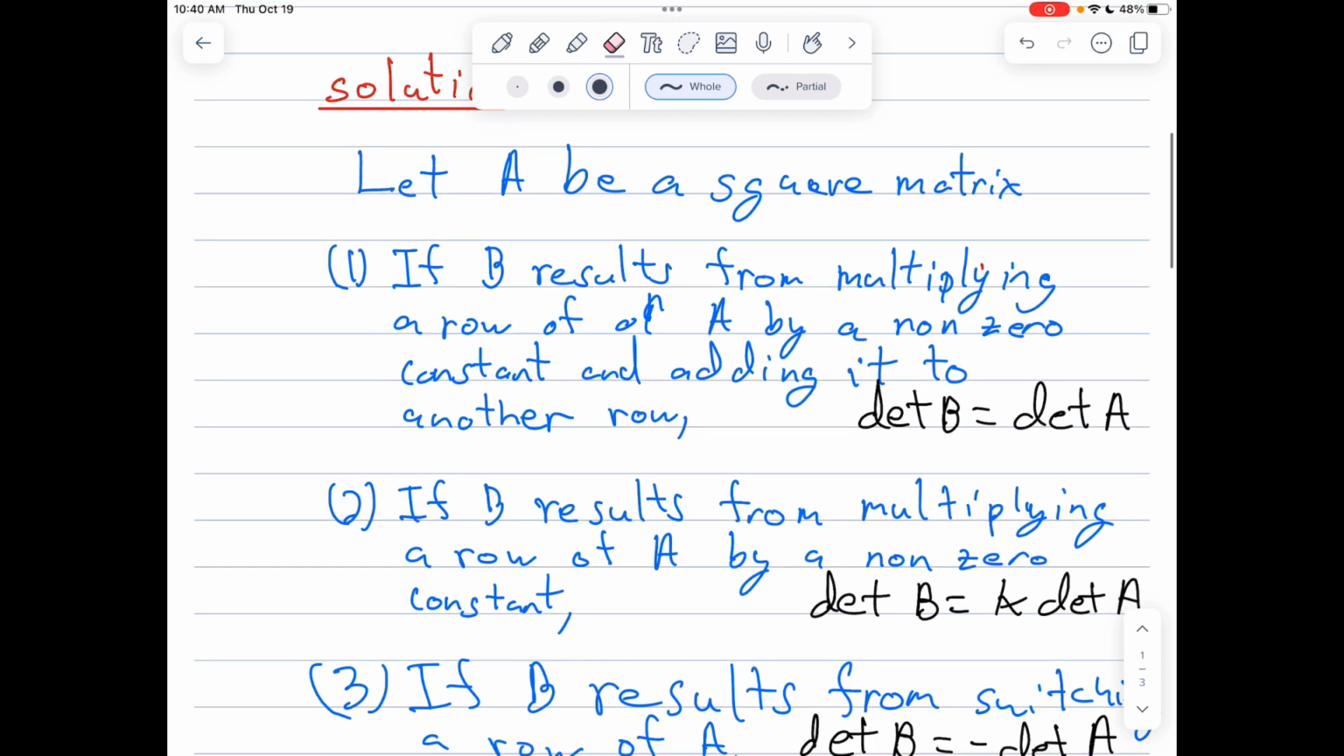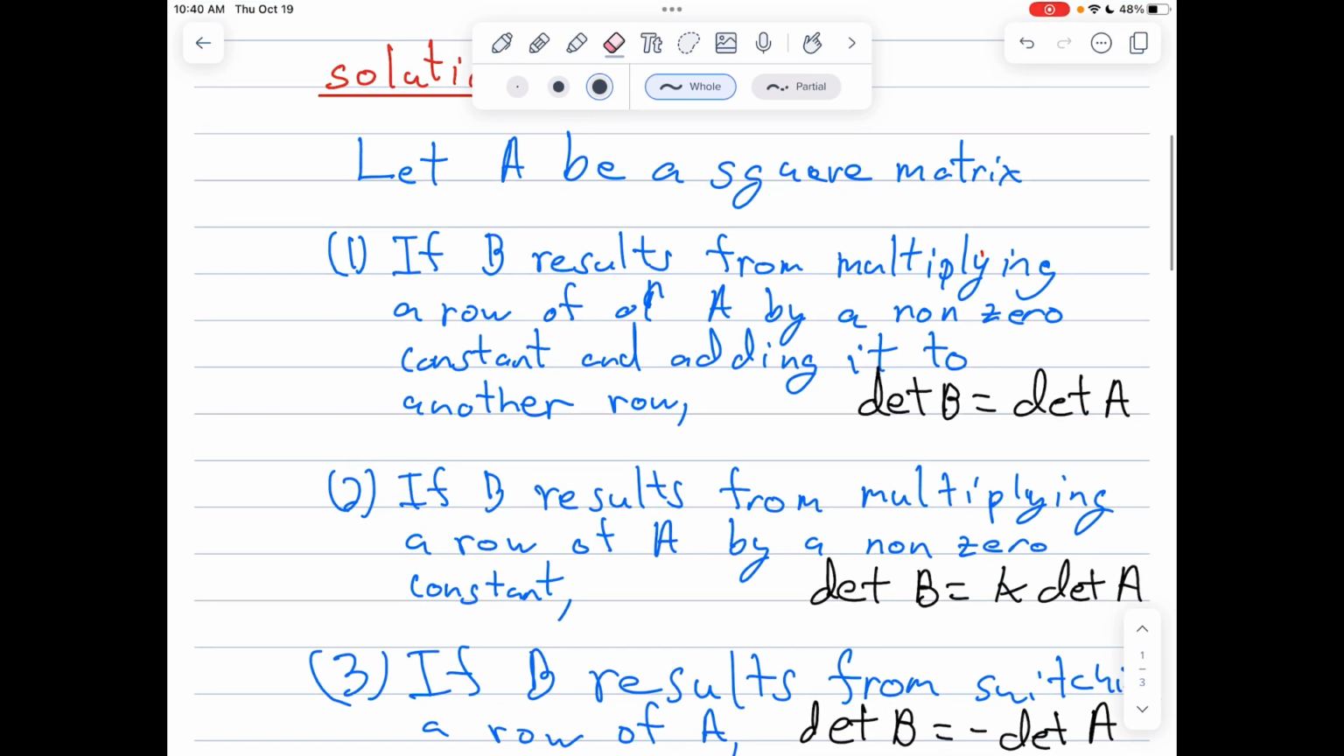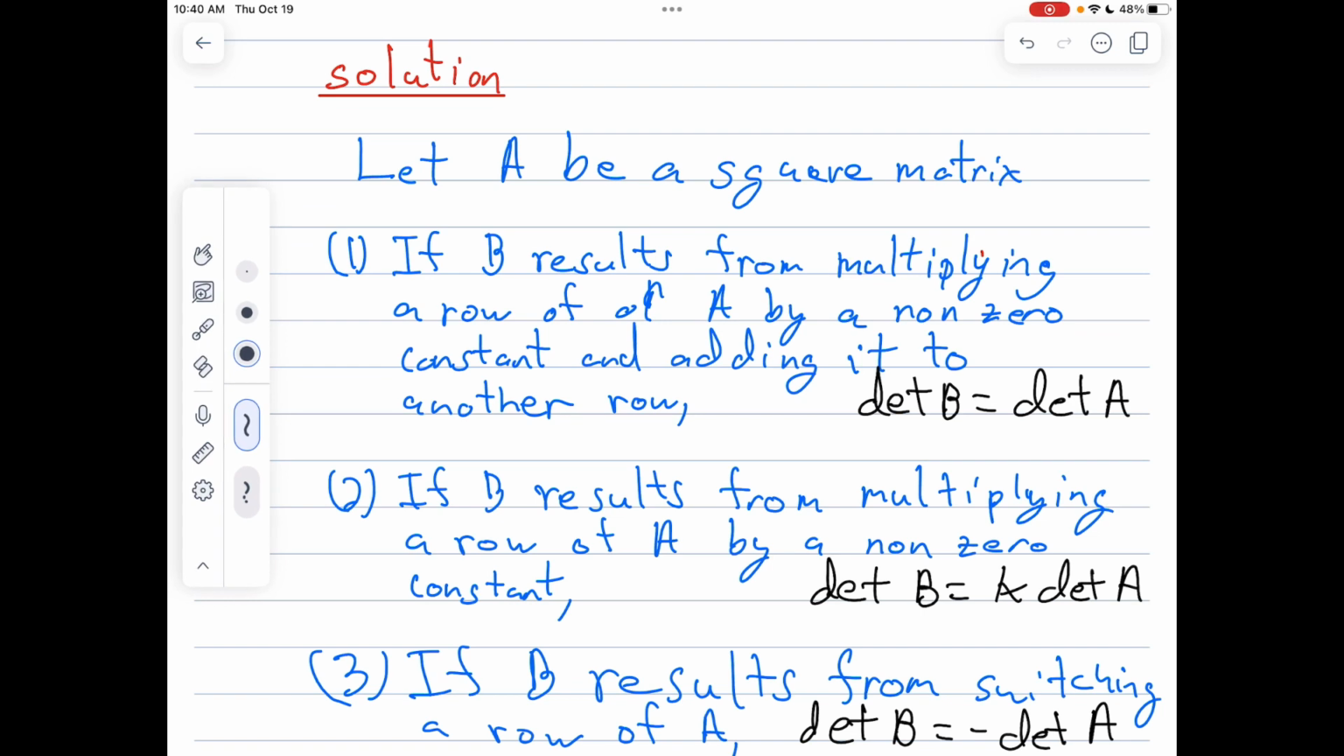All right, so here's what we have. We have a matrix A. It's a square matrix, and we're going to look at properties about row operations on a matrix and the corresponding results with determinants. The first property says that if you have a matrix B that results from multiplying a row of A by a non-zero constant and adding it to another row, the determinant stays the same.